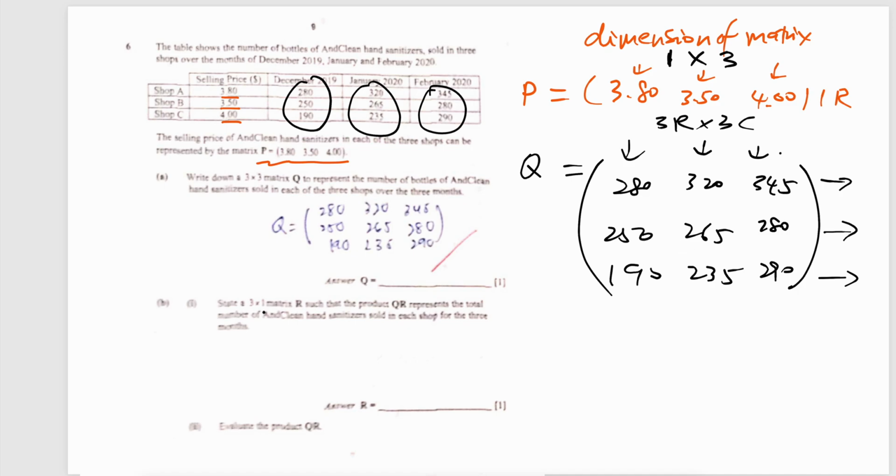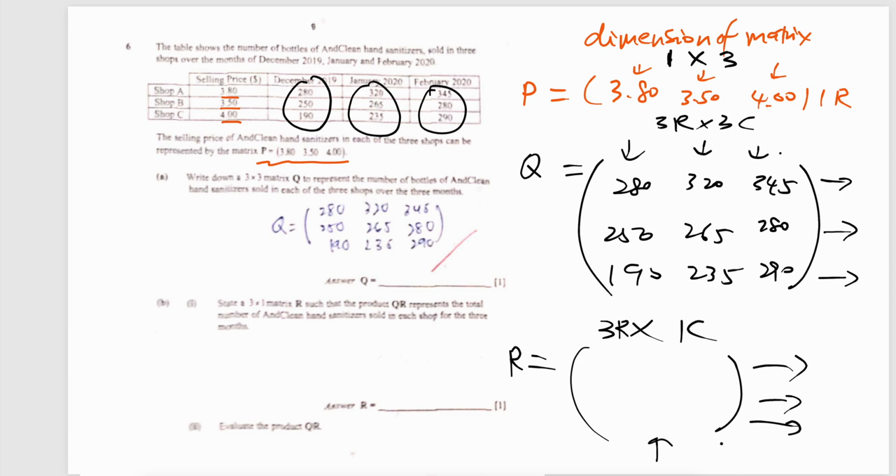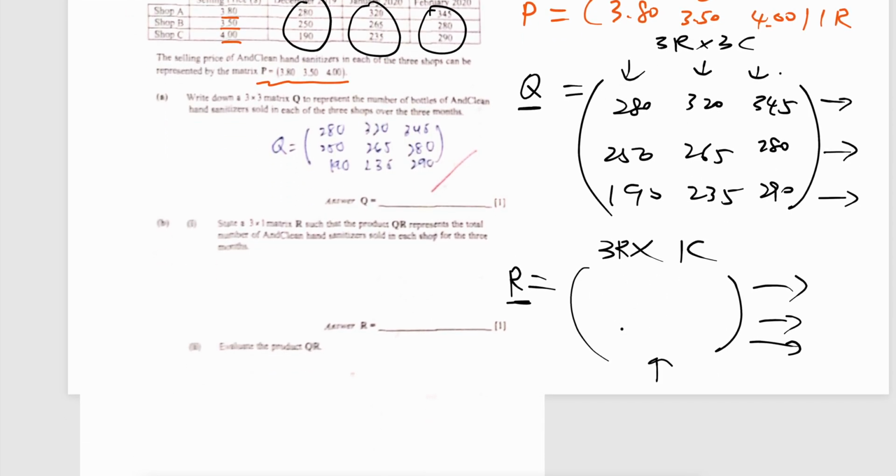Then it says state a 3 times 1 matrix R. So you need to have a 3 times 1 matrix R. 3 rows and 1 column means this one, with just 1 column, such that the product QR, that means Q and R, will represent the total number of hand sanitizers sold in each shop for the 3 months. So what is this matrix? Just multiply, such that Q and R will give you the number of hand sanitizers sold in each shop.